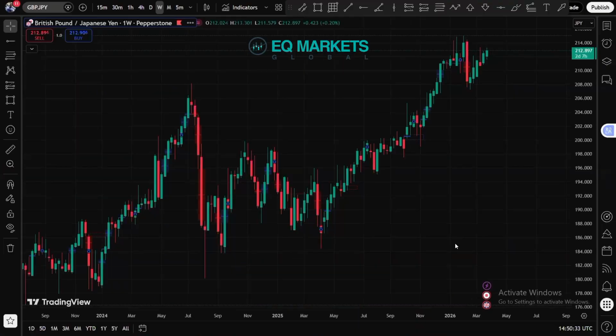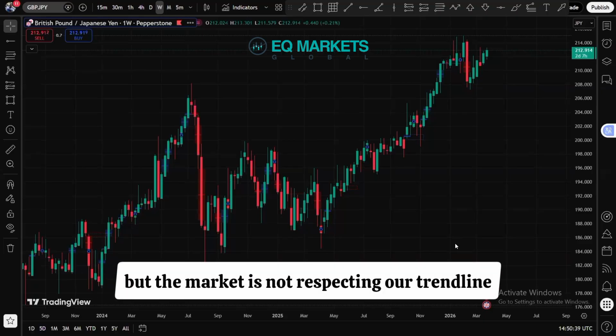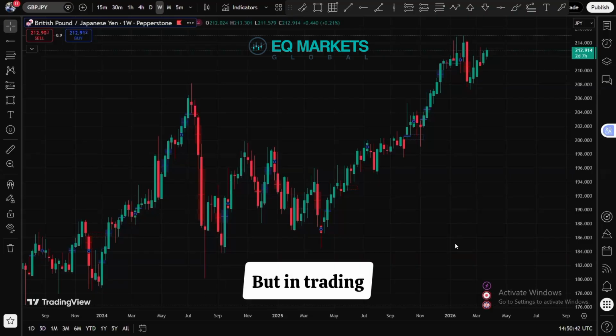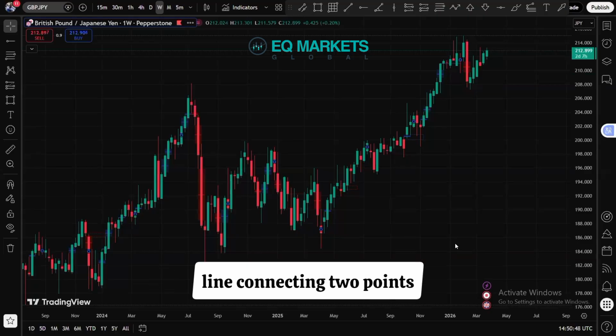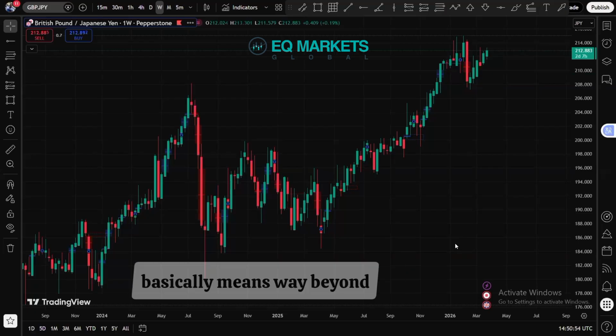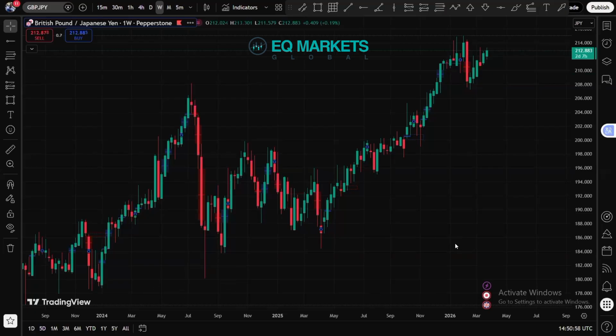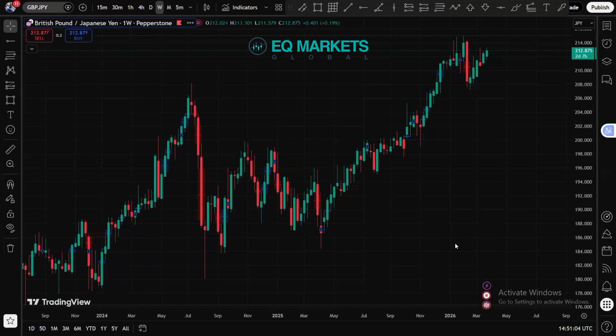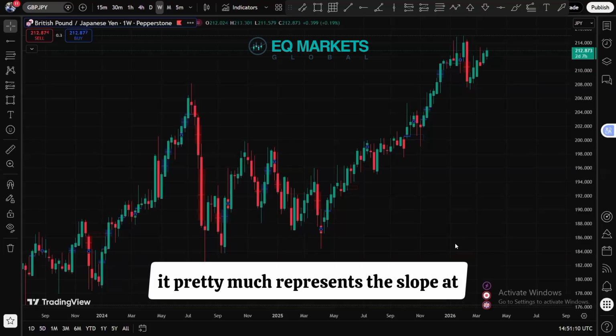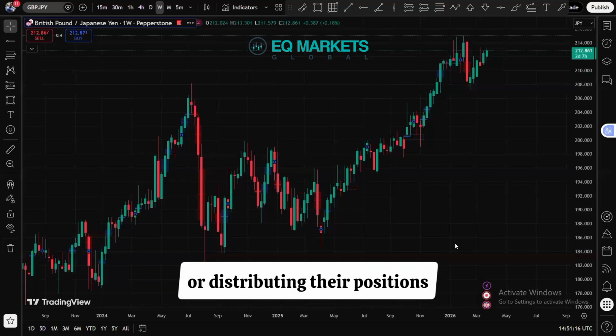Now, trend line. What is a trend line? Some people have argued, we know what a trend line is, but the market is not respecting our trend line. But in retail trading, people think a trend line is just a diagonal line connecting 2 points. But in institutional trading, a trend line means way beyond what I just said. When we're talking about institutional trading, a trend line is a liquidity boundary. I repeat, it is a liquidity boundary. It pretty much represents the slope at which the big boys, which are the banks and the hedge funds, are accumulating or distributing their positions.